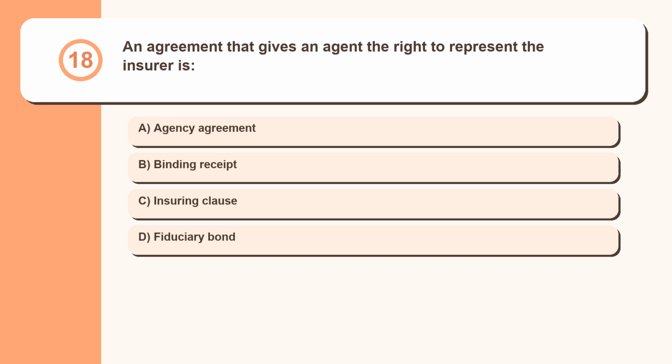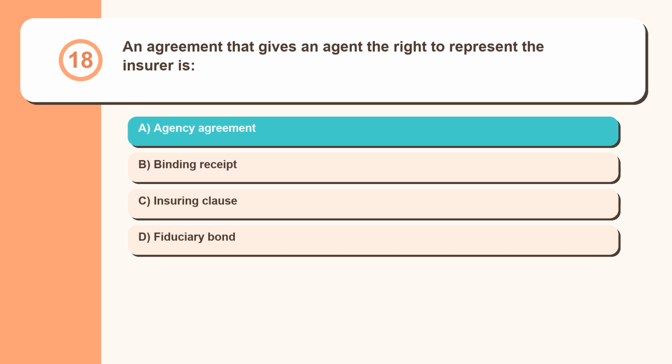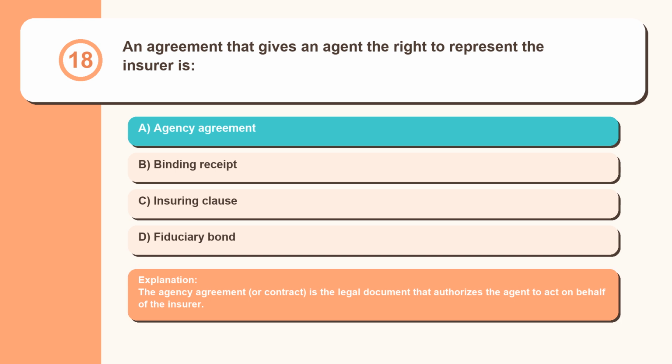Question 18. An agreement that gives an agent the right to represent the insurer is: agency agreement, binding receipt, insuring clause, fiduciary bond. The agency agreement, or contract, is the legal document that authorizes the agent to act on behalf of the insurer.